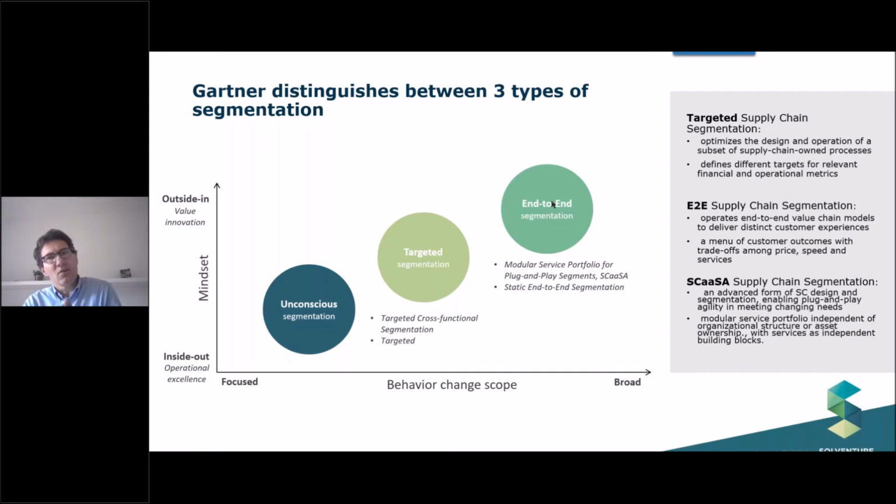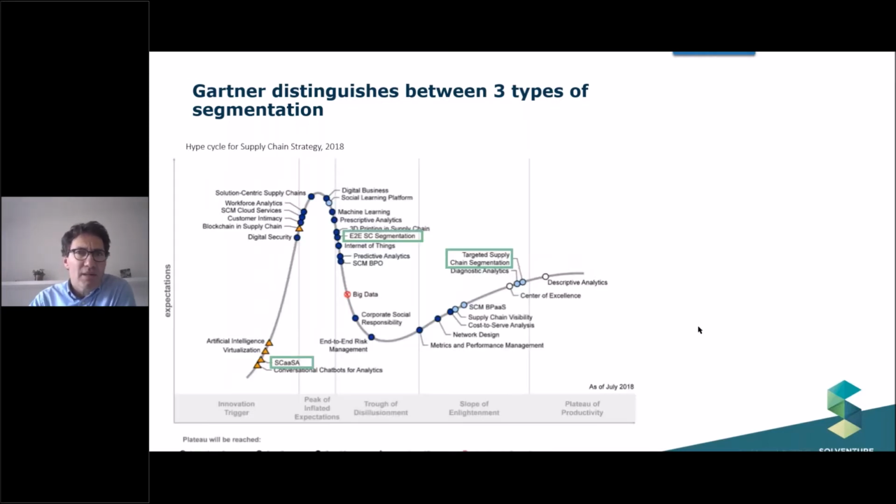And Gartner is even talking about an extreme case, and they call it supply chain as a service architecture, where it's really about a modern service portfolio independent of the organizational structure or asset ownership. It's working as independent building blocks. I would say that's more a dream than it is reality. And that's also how they consider it in their hype cycle.